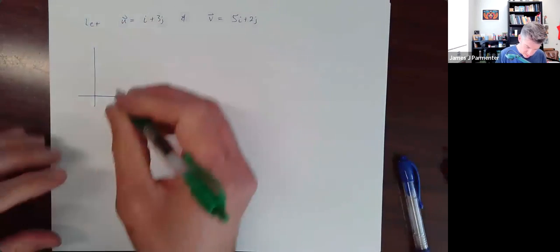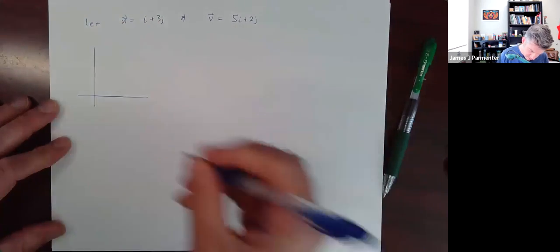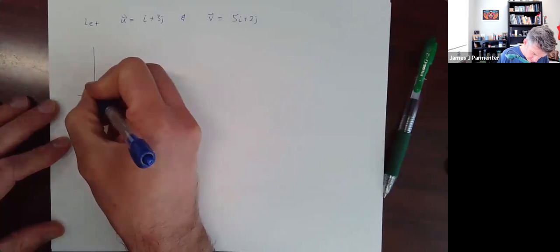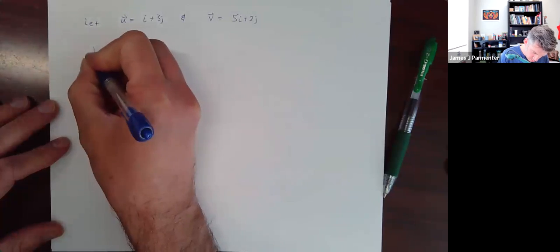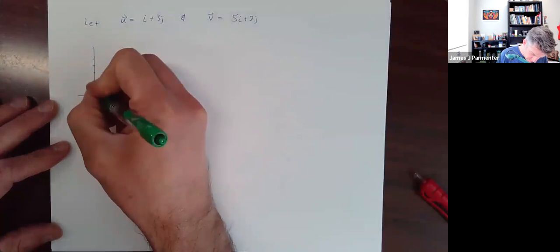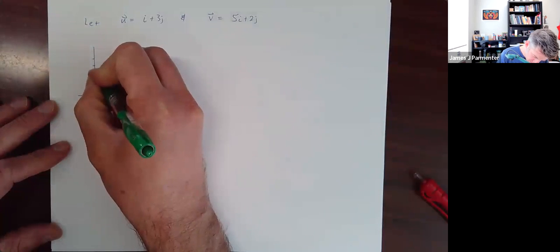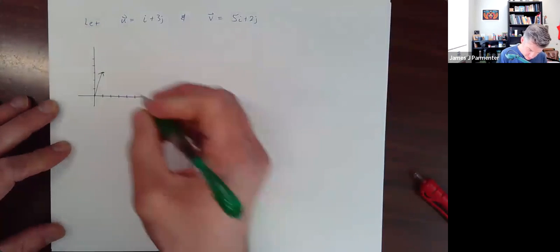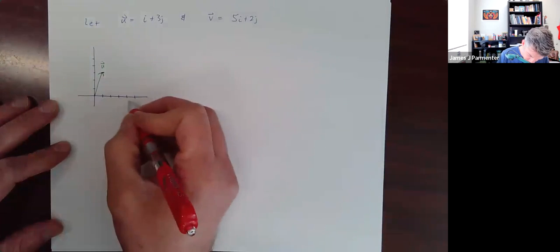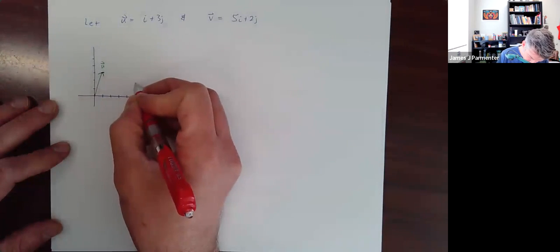So let's say U is the vector. So we're going to go over 1, up 3. Cool. So here's the vector U, over 1, up 3. There's U. And the vector V is over 5 and up 2. So we'll do 5, 1, 2. Go like that.